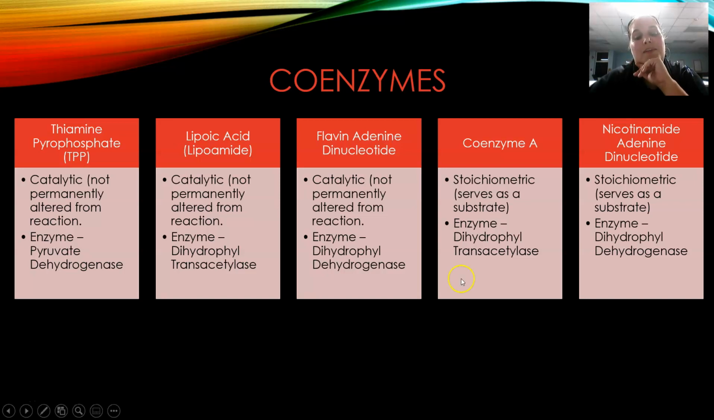Coenzyme A, or CoA, is stoichiometric, and it serves as a substrate. So it is permanently altered from the reaction, and it's used in the dihydrolipoyl transacetylase. And lastly, we have the nicotinamide adenine dinucleotide. It also serves as a substrate, and it's used in the enzyme dihydrolipoyl dehydrogenase.